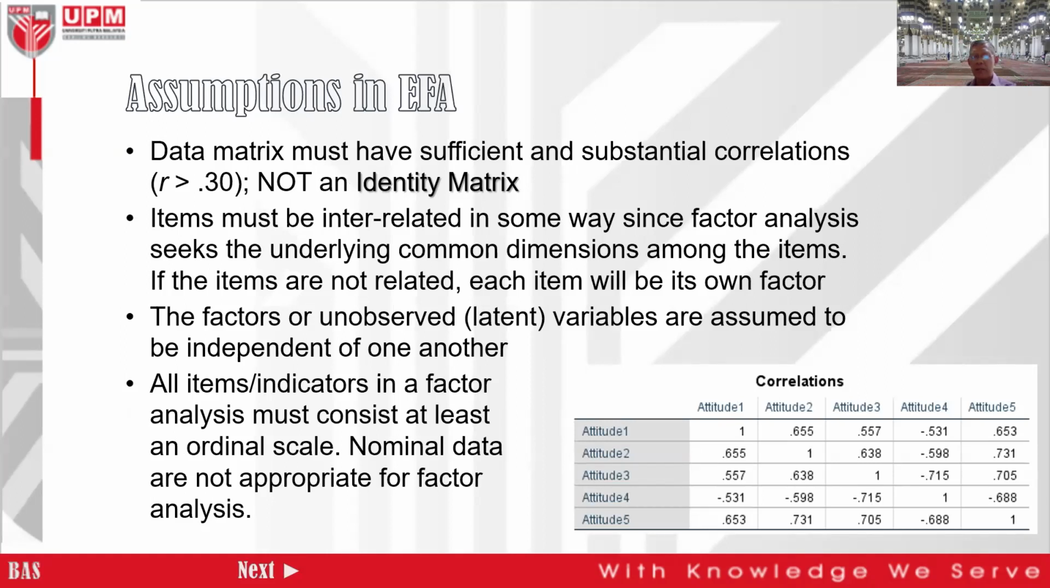Identity matrix: if you refer to a correlation matrix, you have, let's say, x1, x2, x3, x4, and x5 in the rows, and in the columns you also have x1, x2, x3, x4, and x5. And then if you look at the main diagonal, the principal diagonal, the value will always be 1, is that right? If you refer to the correlation matrix, the value in the diagonal will always be 1. Is that right?